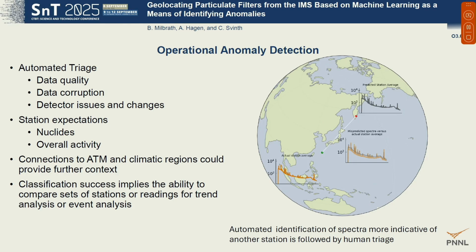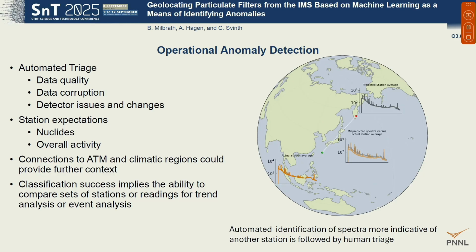So given that initial study, you could start to think about how you could operationally do some anomaly detection with machine learning. You could use machine learning to automatically detect things like data quality issues, detector issues like the gain shifting, or interesting things where the station activity is changing. It's seeing nuclides that it doesn't normally see.